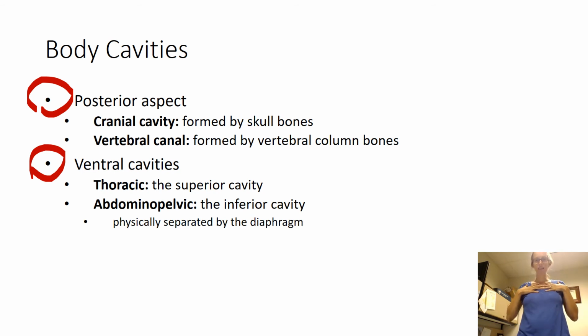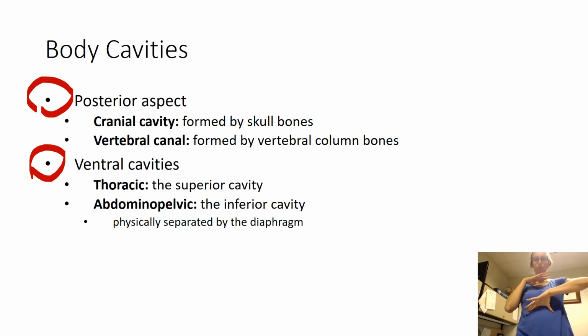The thoracic cavity is going to be more superior, and so this is where we'll have the organs of the lungs and the heart that are going to be housed here. And then the abdominal pelvic cavity is going to be separated from the thoracic cavity by the diaphragm. Okay, so special muscle, and so it's going to separate those two regions.